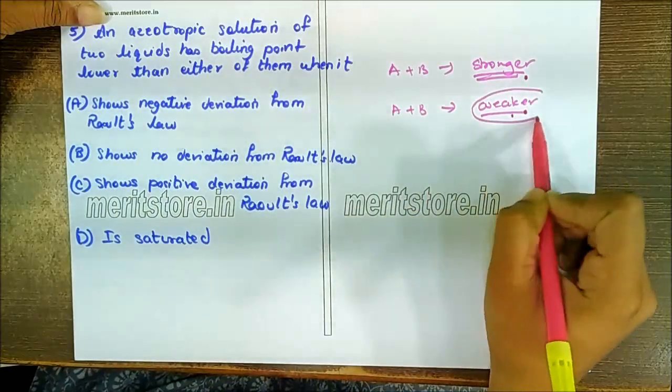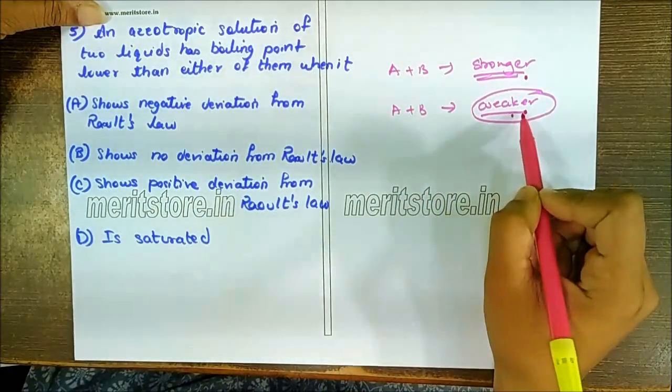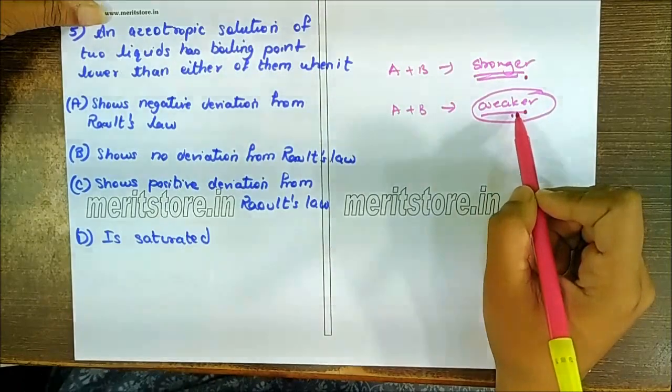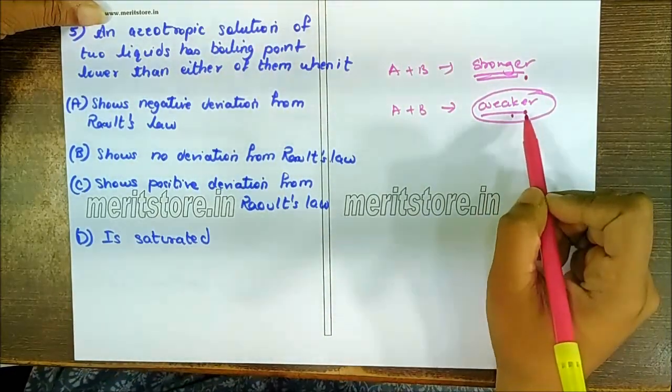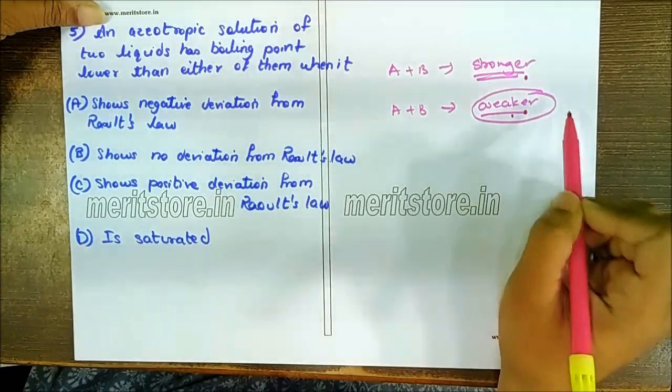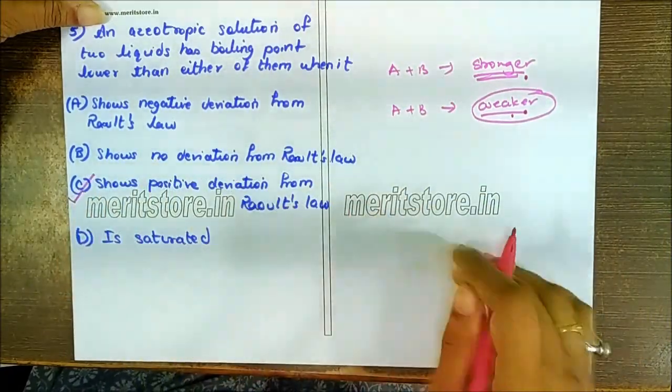So it is possible only when they have a weaker intermolecular force of attraction. Weaker intermolecular force of attraction means they are volatile in nature, and if they are volatile in nature, they will show positive deviation from Raoult's law. So option C.